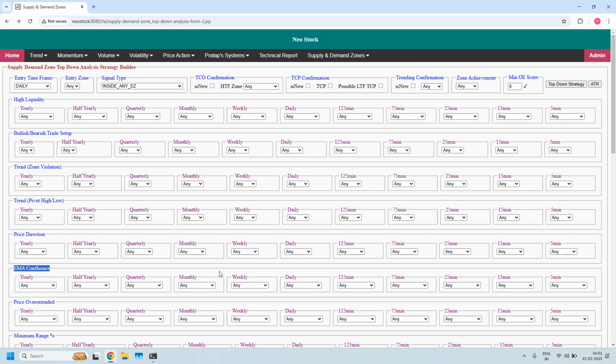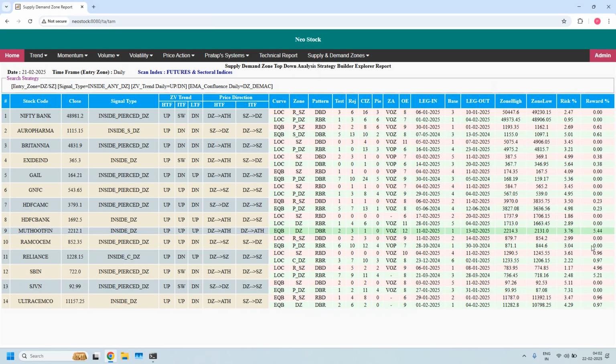In the EMA confluence at daily time frame, I am setting the filter daily demand zone having daily EMA confluence or not, and also trend on the daily time frame should not be sideways. It can be up or down. With these filters, out of the 67 stocks, now the list has come down to 14 stocks. These 14 daily demand zones are having daily EMA confluence, and also the current price closed inside the daily demand zone.